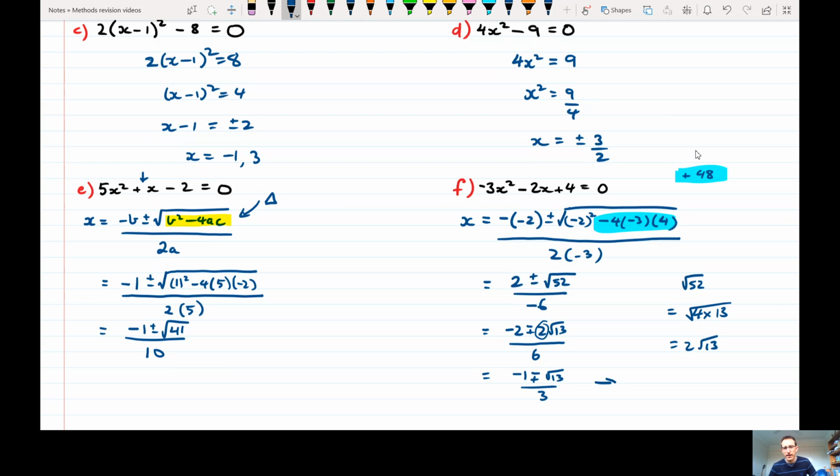Don't forget that this can be written separately as -1 over 3 minus plus root 13 over 3. You do not have to write like that, but don't forget that's the case because that will enable you to locate intercepts. It will enable you to recognize, oh, I have to simplify further and those sort of things. But for now, that is how you solve quadratic equations.